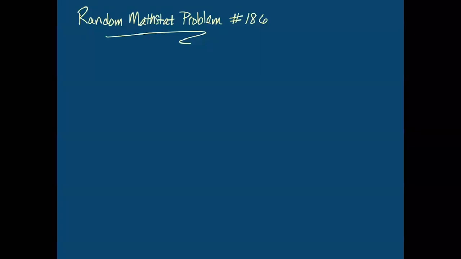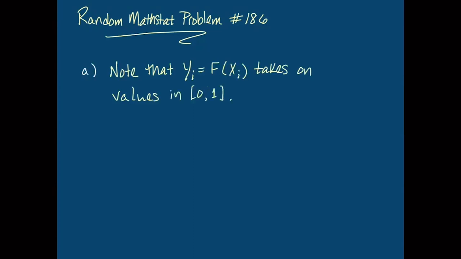capital F of the random variable X_i. So we're plugging a random variable into a function, which is again something random. Note that Y_i, being defined as a CDF with something plugged in, takes on values between 0 and 1 inclusive because a CDF is a probability. It's a cumulative probability, but a probability nonetheless.